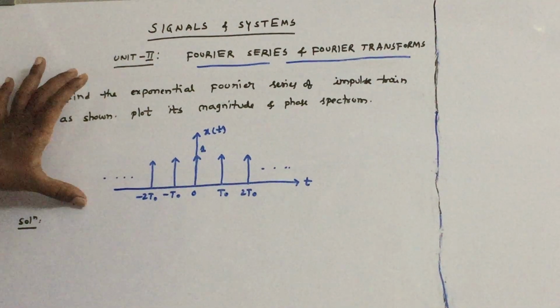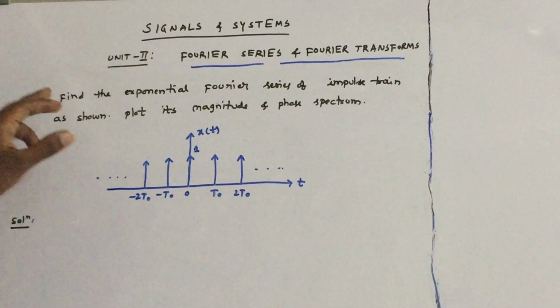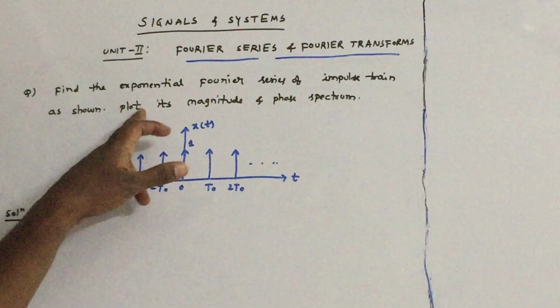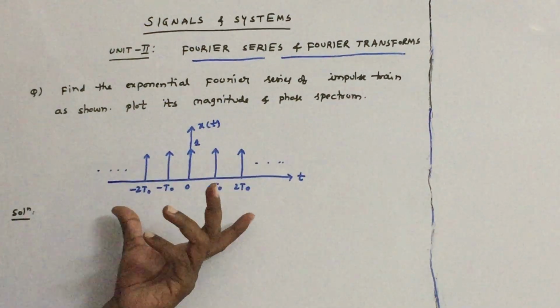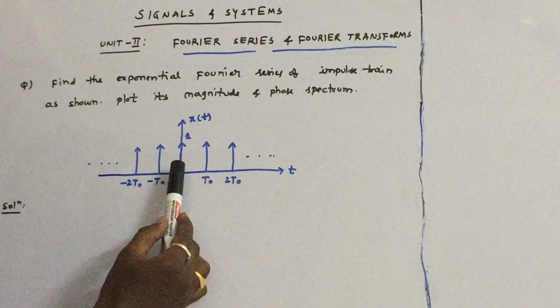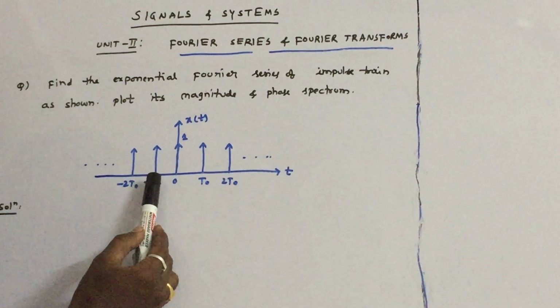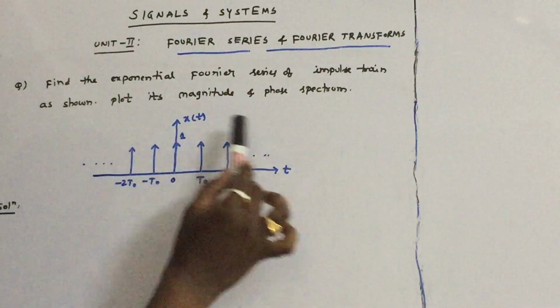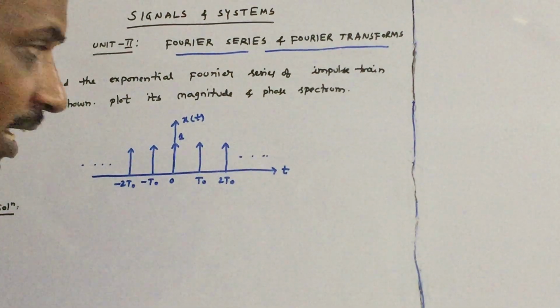See, a very important problem, a previous examination problem. Find the exponential Fourier series of the impulse train shown, and plot its magnitude and phase spectrum. So this is the impulse train given. You can see various impulses at 0, t0, 2t0, minus t0, minus 2t0. Like that, we want to find the exponential Fourier series of this impulse train.